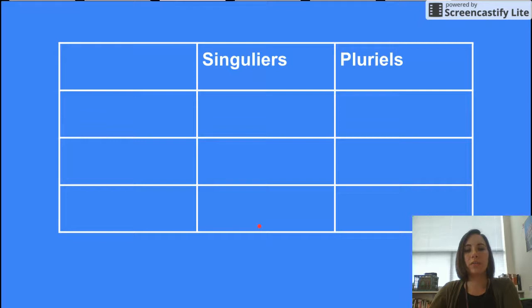So you'll see on this chart in our subject pronouns in French, we have singulier, singular subject pronouns, and pluriel, plural subject pronouns, meaning that these singular subject pronouns are only replacing one subject. So examples of singular subject pronouns in English are I, you, he, she, and it. Those are our singular subject pronouns in English. Our pluriel subject pronouns in English are we, y'all, or you plural, and they.